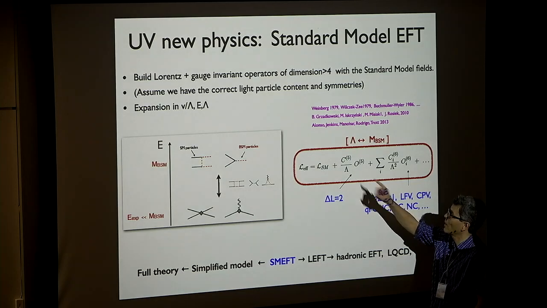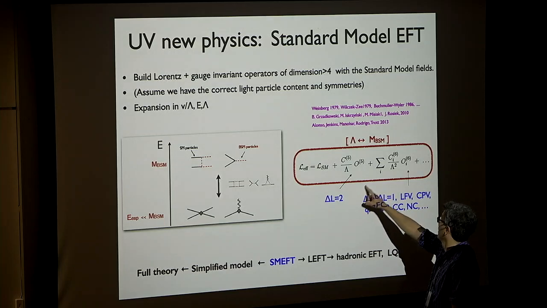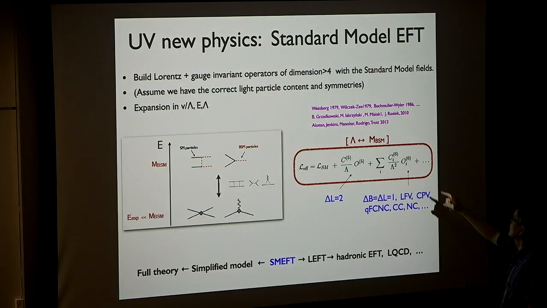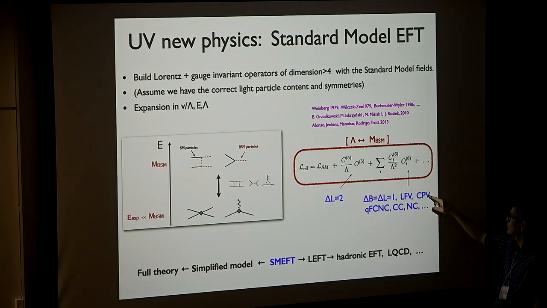It turns out that there's only one operator at dimension 5, and it violates lepton number. There goes your accidental symmetry. It's gone already at dimension 5. At higher dimension, dimension 6, you have all sorts of violation. Baryon number violation, lepton family violation, tons of sources of CP violation, flavor change in neutral current. So a lot of things happen at dimension 6. You have a rich structure.